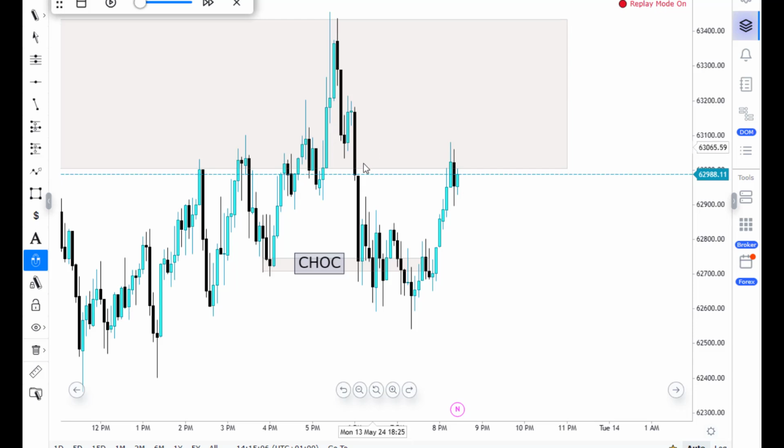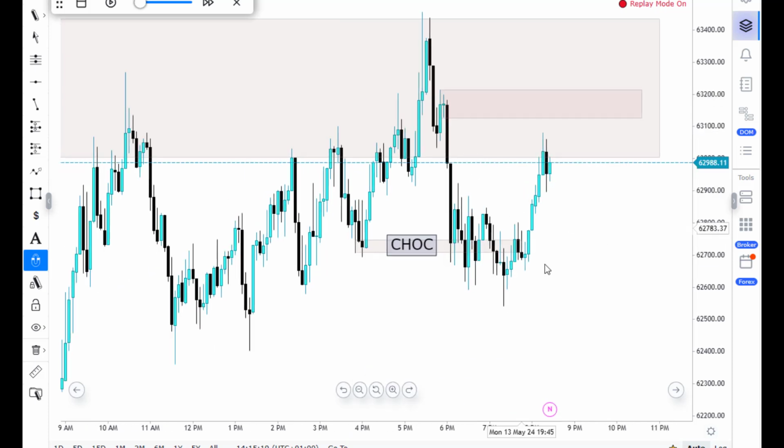Now what we are doing, we are going to mark out our various supply zones. This is our supply zone that we have here. Remember, now we are looking for sells because we have had a change of character based on our small time frame. This is a zone that we identify here, which is known to be our supply zone. So now we are going to sell here.